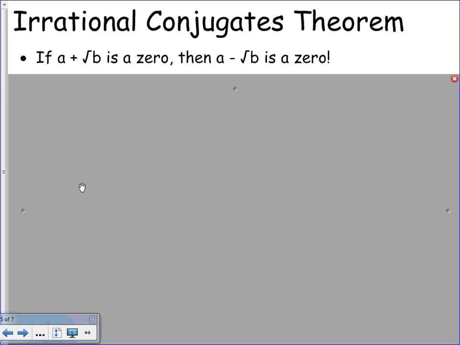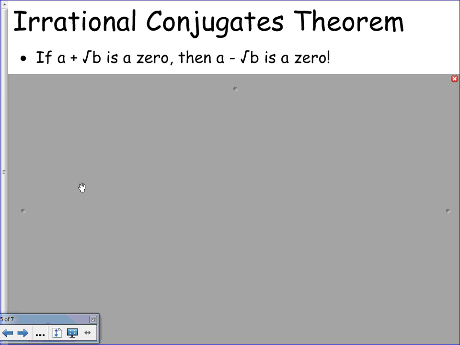Okay. If a plus the square root of b is a 0, then it must be true that a minus the square root of b is also a 0. Do you remember talking about conjugates back in chapter 3 with the imaginary numbers, complex numbers? The conjugates in complex numbers were a plus bi and a minus bi. So this is very similar. The conjugate is kind of the same idea. It's a plus the square root of b and a minus the square root of b. The only thing that changes is the plus or minus sign in between the two terms.